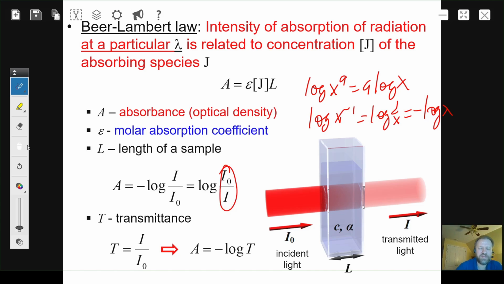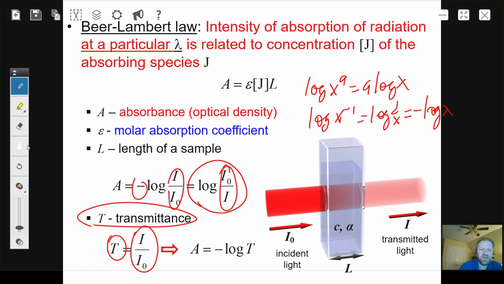So then we can flip the numerator and denominator, and then we cancel the negative sign here. So absorbance can be written as the positive base 10 log of the ratio of the incident beam and transmitted beam. Now, in fact, the ratio of the transmitted beam and incident beam is also known as transmittance, T, and absorbance can be defined as the negative base 10 log of transmittance or positive base 10 log of inverse transmittance.